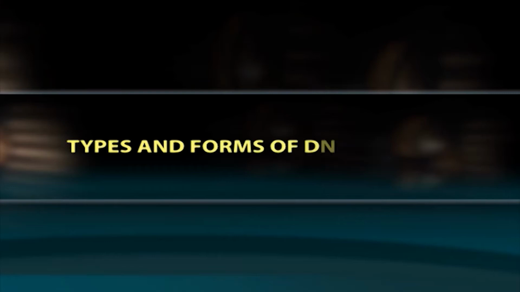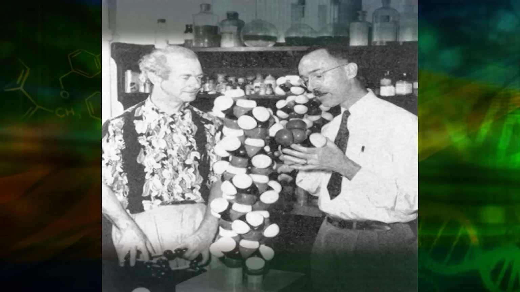Welcome to a new session of molecular biology: types and forms of DNA and RNA. A structure for nucleic acid was proposed by Pauling and Corey.